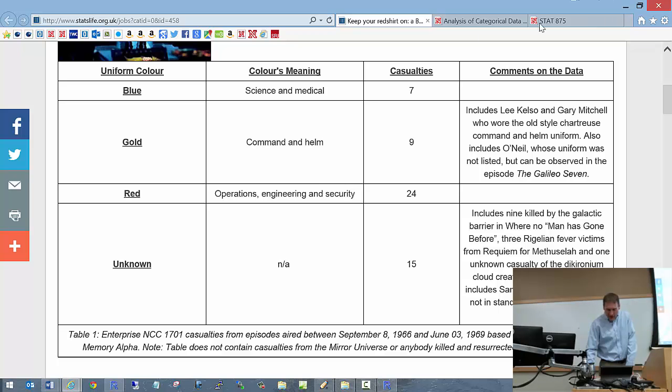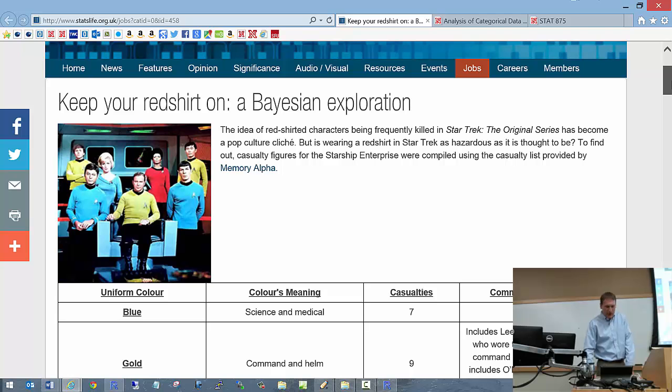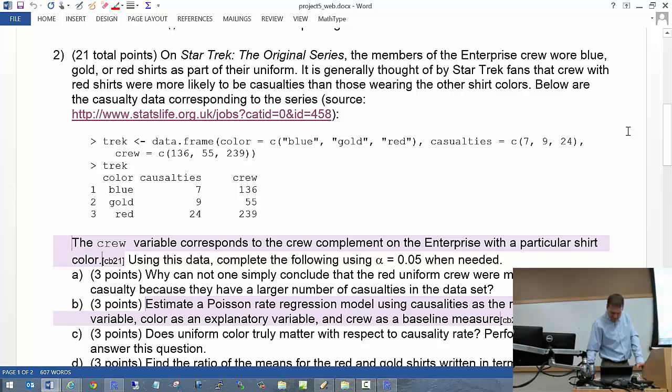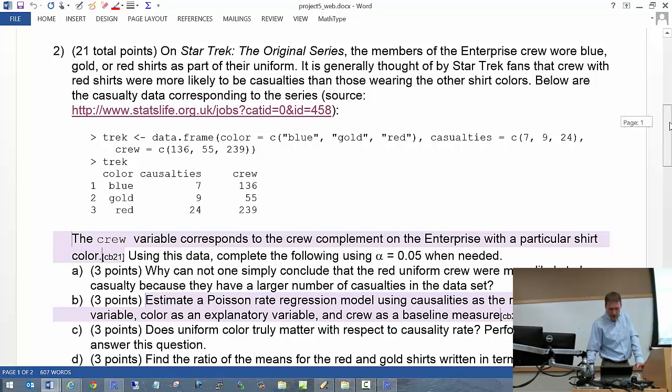So anyway, there was an interesting analysis done in a stat magazine about how it doesn't really matter what color shirt you wear on Star Trek. You're going to approach it in this project in a bit of a different manner than they do there, but you're essentially trying to answer the same kinds of questions, and that is, it doesn't matter what color shirt you have.